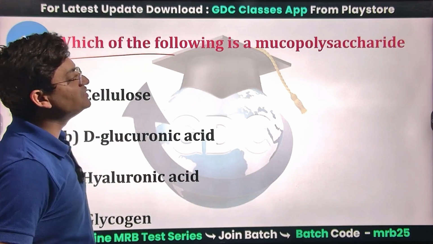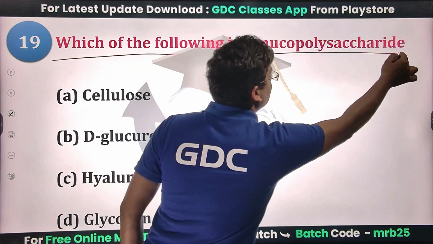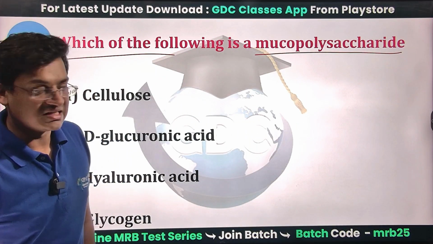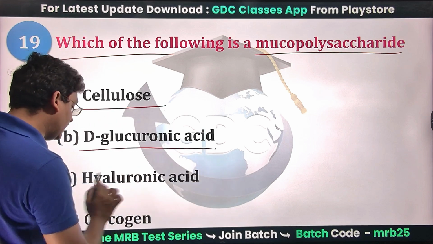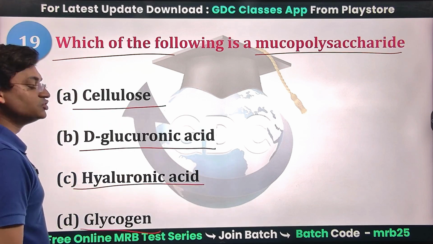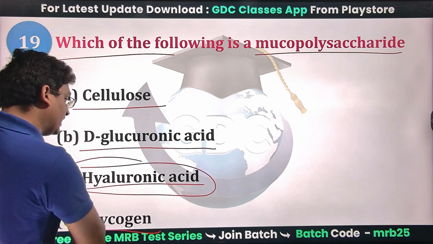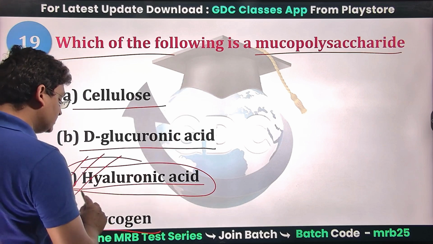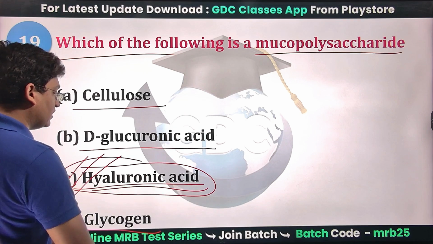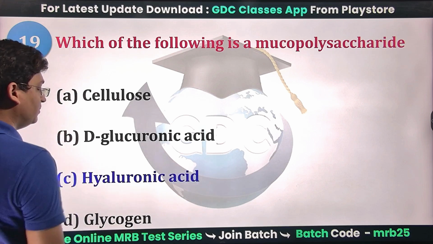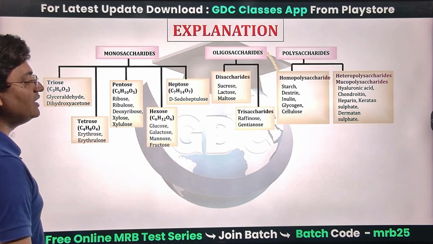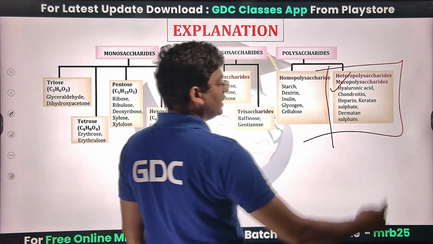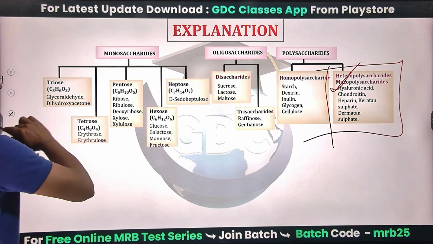Which of the following is a mucopolysaccharide? Mucopolysaccharide is the other name for heteropolysaccharides. So cellulose, D-glucuronic acid, hyaluronic acid, or glycogen. You can see that hyaluronic acid is actually a heteropolysaccharide. So yes, C will be the right answer here.